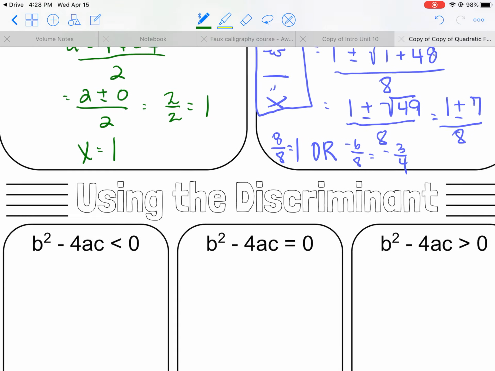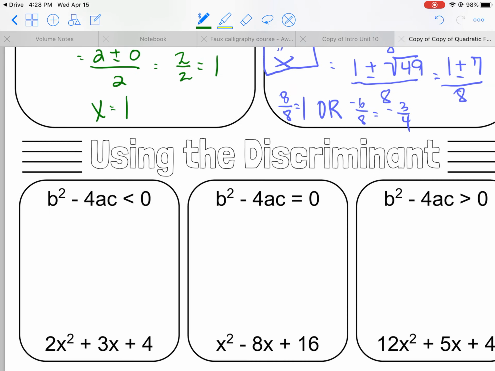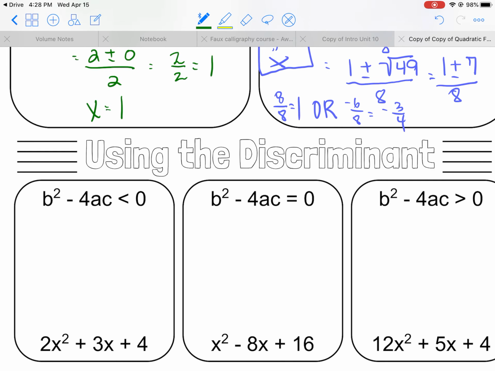Now we're going to talk about something called the discriminant. The discriminant is what is underneath your radical. So it's b squared minus 4ac. That is your discriminant. If you look at the discriminant, it can tell you how many solutions or how many roots your quadratic formula will produce once you carry it out. So you remember that your discriminant, like I just said, is b squared minus 4ac.